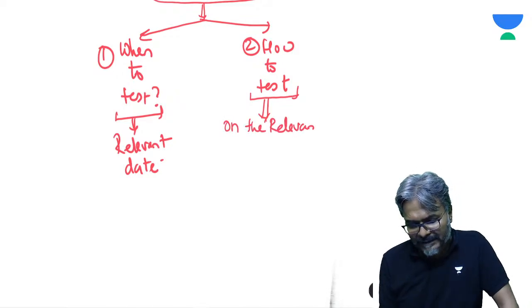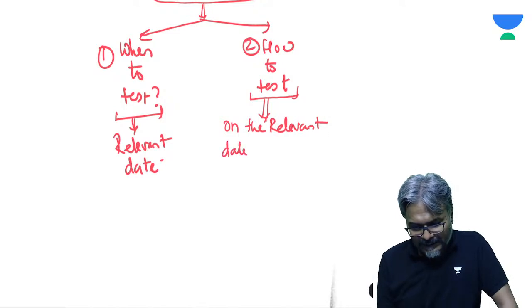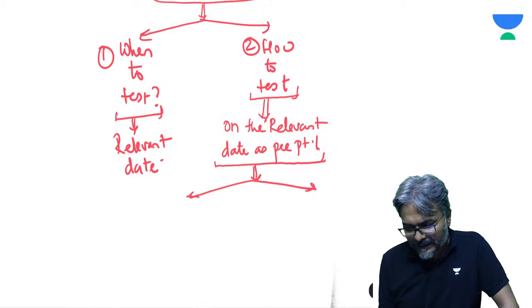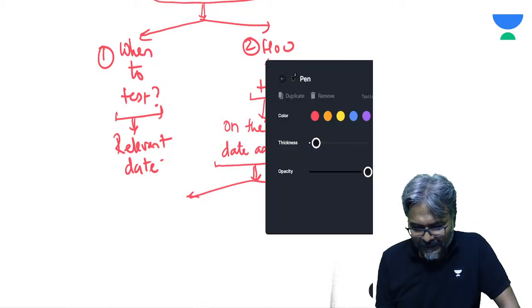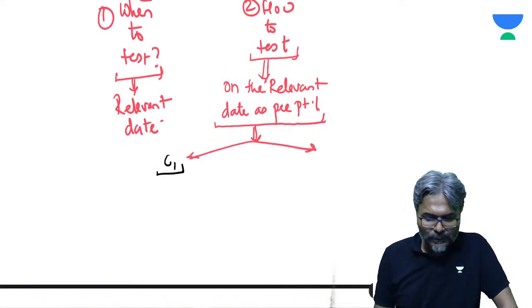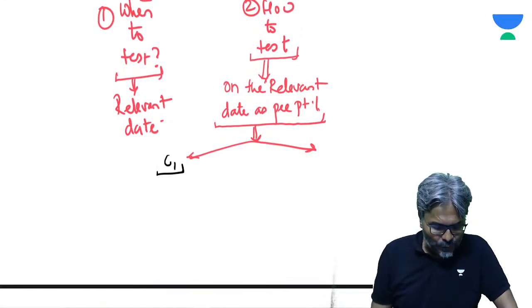So whichever is the relevant date as per point number 1, on the relevant date as per point 1, students, both the two conditions should be satisfied. And which are those two conditions, students?